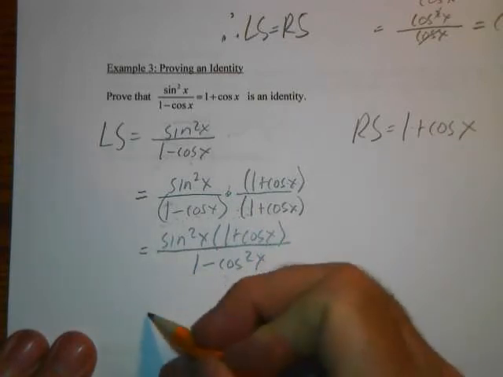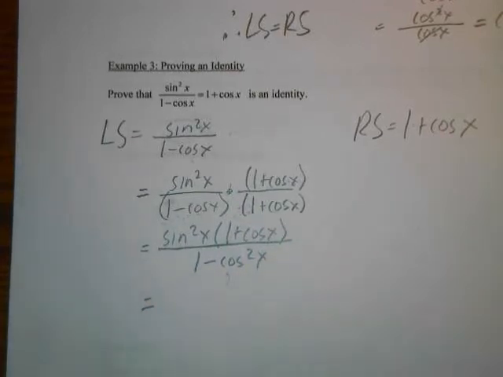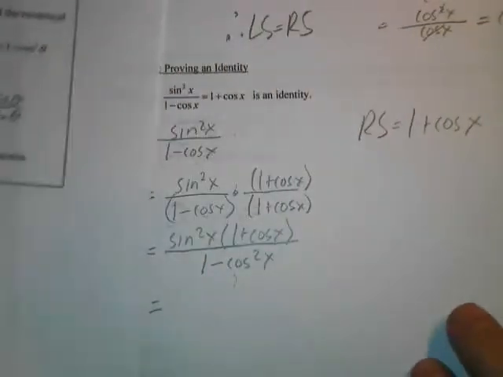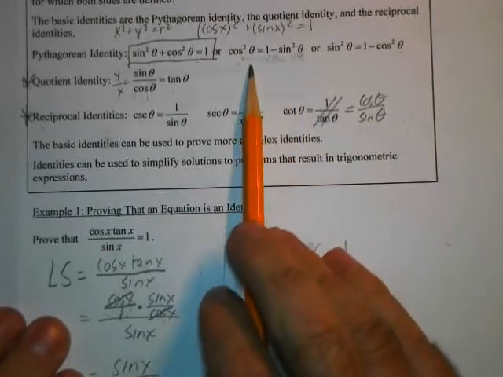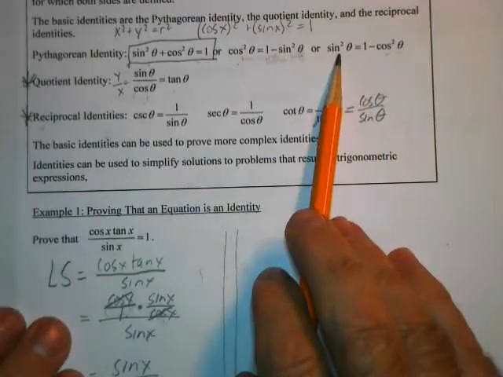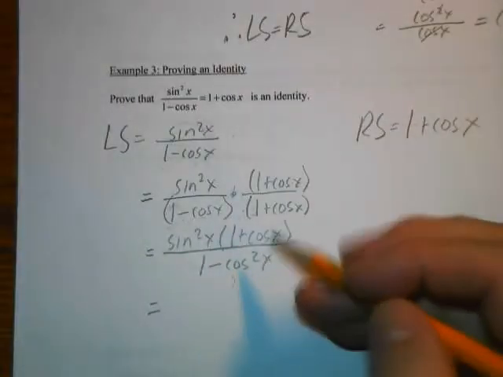Now here's where we can go back to our original identities that we can use. This should seem familiar. 1 minus cos squared x is going to be equal to sine squared x. So I can immediately change.